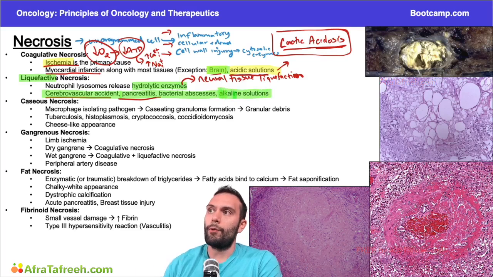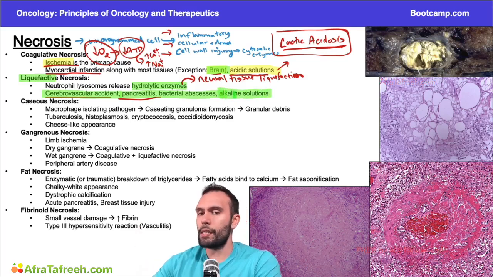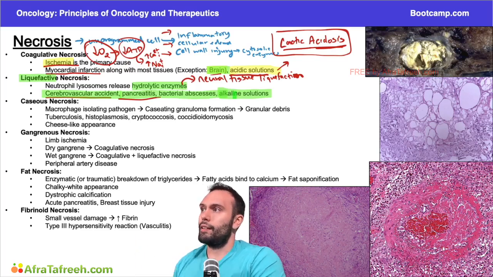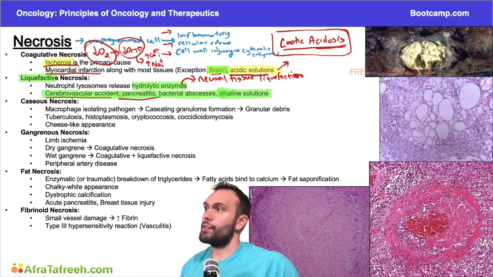So that's kind of how I remember it. I remember lactic acidosis from ischemia is going to be more associated with, in general, coagulative necrosis. And then I remember that alkaline is then liquefactive. The caseous necrosis is going to be most classic for tuberculosis.